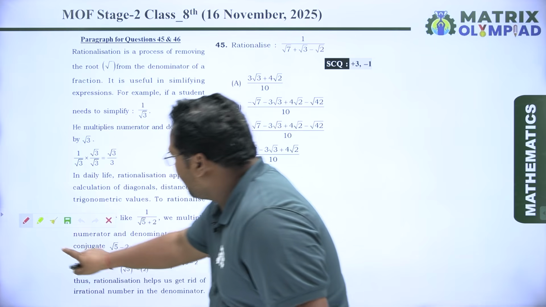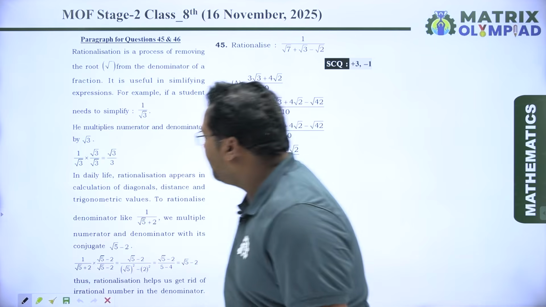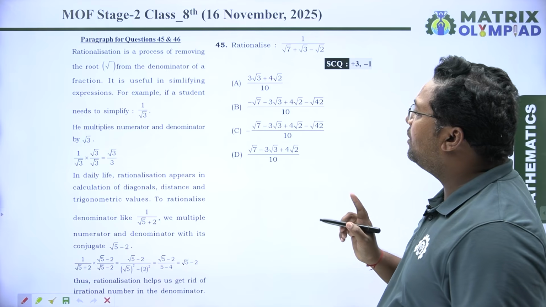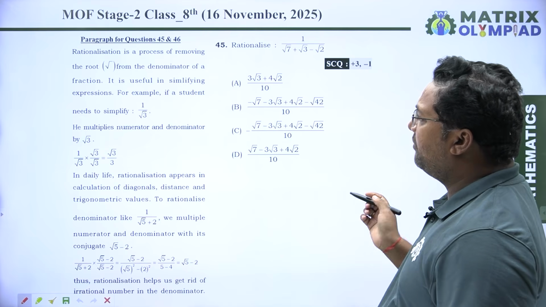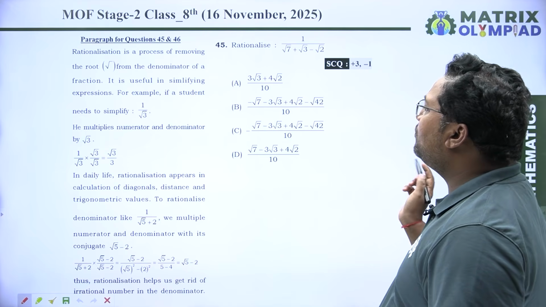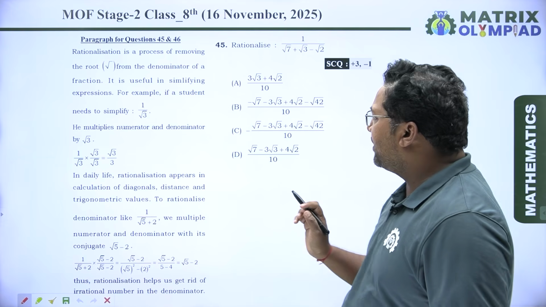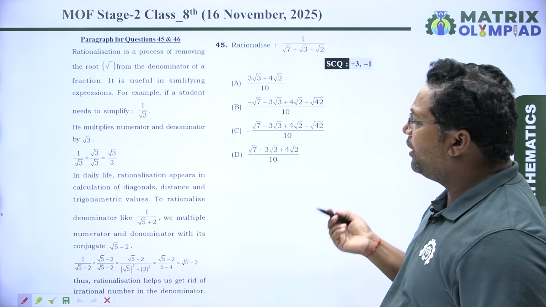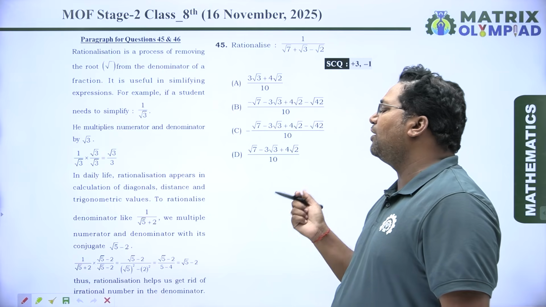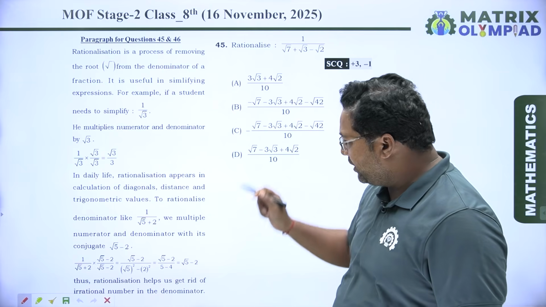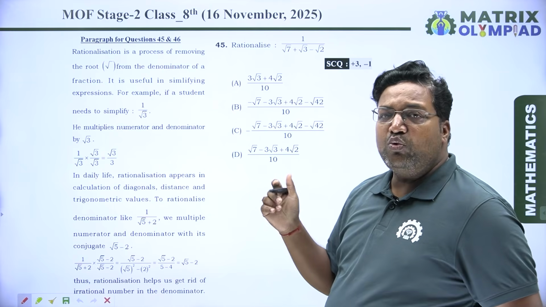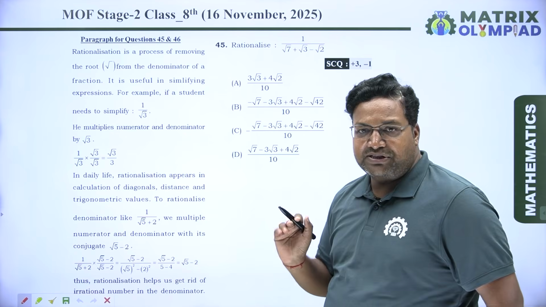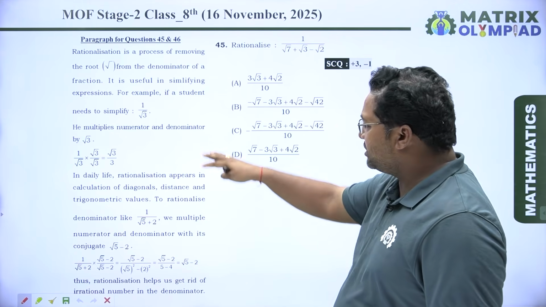Again, this question is a paragraph based question. So the paragraph is: rationalization is a process of removing the root from the denominator of a fraction. It is useful in simplifying expressions. For example, if a student needs to simplify 1 upon under root 3, he multiplies numerator and denominator by under root 3. So here, it is given how to rationalize the denominator of an irrational number.